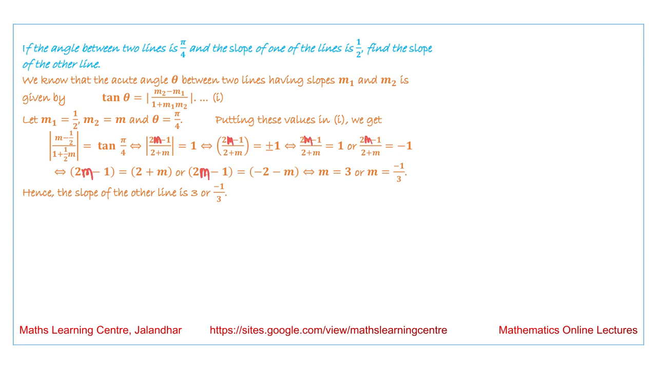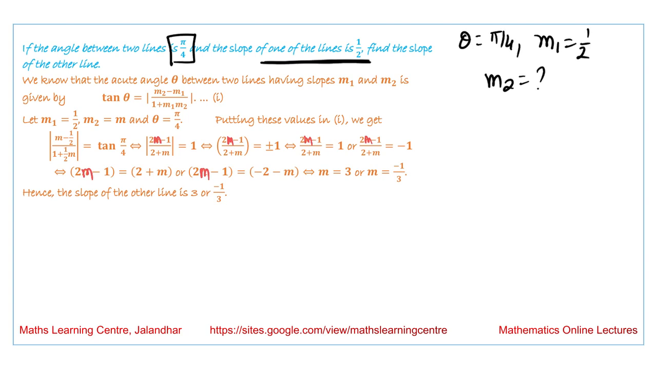Next we have: if the angle between two lines is pi by 4 and the slope of one of the lines is 1 by 2, find the slope of the other line. Now the value of theta is given to be pi by 4, and the value of m1 is given to be 1 by 2. We have to calculate the value of m2. So by using the formula for the angle between lines, we obtain that mod of (m2 minus 1 by 2) divided by (1 plus m2 by 2) is equal to tan pi by 4, which is equal to 1.